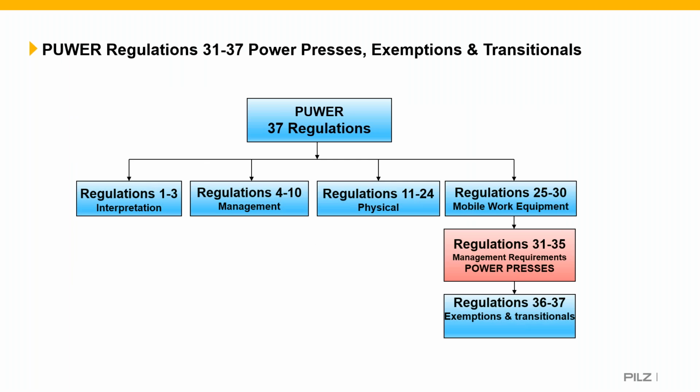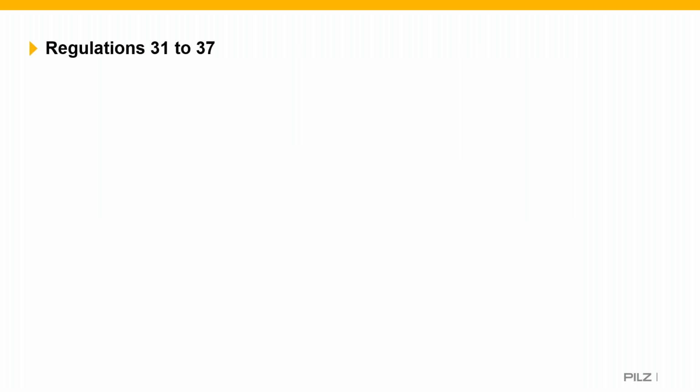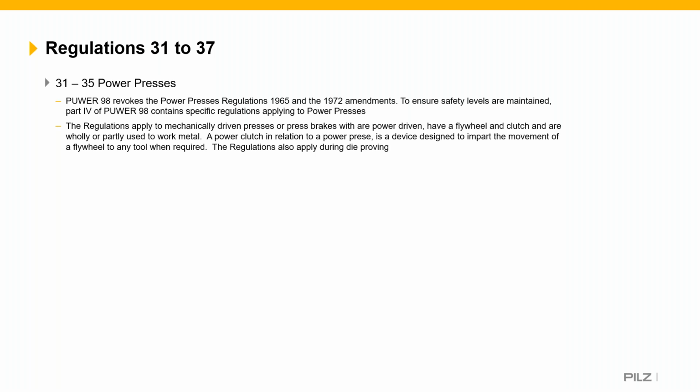Regulation 5, as I mentioned, looks specifically at power presses, and it basically repeals the power press regulations from 1965 and the 1972 amendments to ensure basically that safety levels are maintained. So we have the details here of what it applies to. It's a mechanically driven press or a press brake that has a flywheel and clutch and is wholly or partly used to work metal.